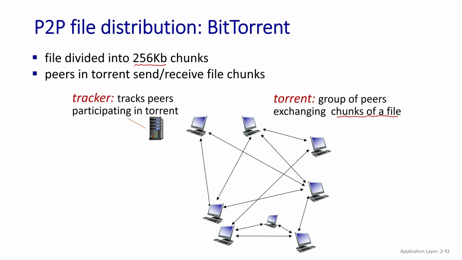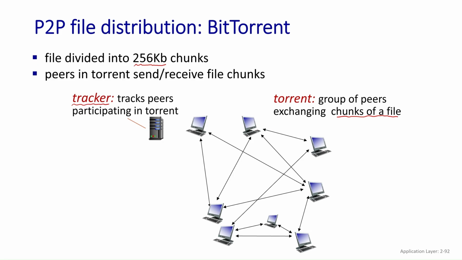Okay, and then we also need a server that keeps track of all the torrents, and we call such a server a tracker. So we have a tracker, which is a server which keeps a record of peers participating in a torrent. Torrent means a group of peers having chunks of a file, and specifically talking about BitTorrent, a file is divided into chunks of 256 kilobit chunks.